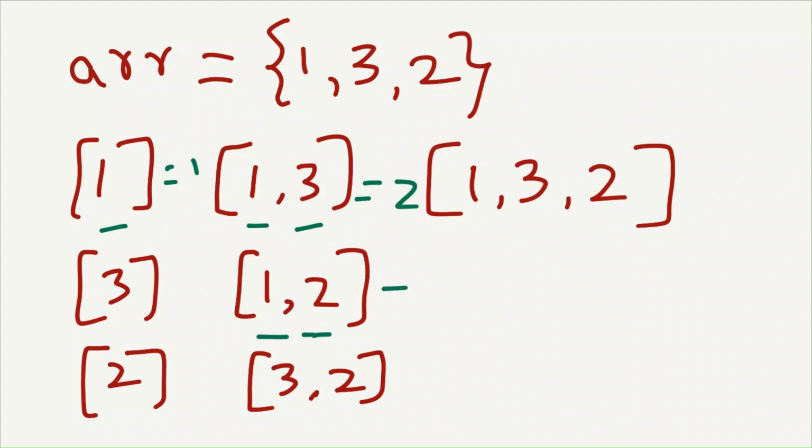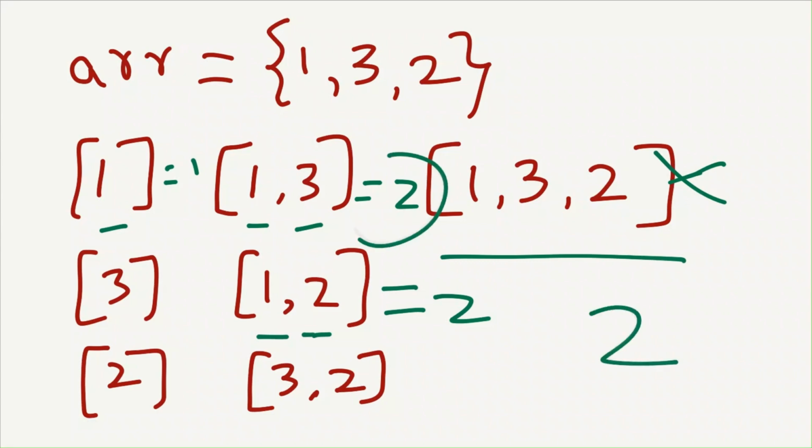For 1 and 2, it is also 2. For 3 and 2, it is not in increasing order. If we consider this subsequence, it is not in increasing order, so we will not consider this subsequence. So the maximum length of the subsequence is 2, which is this, or 1 and 2.